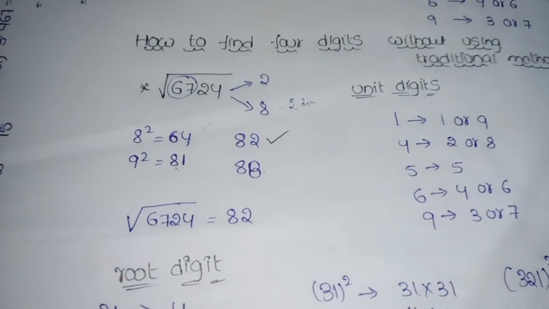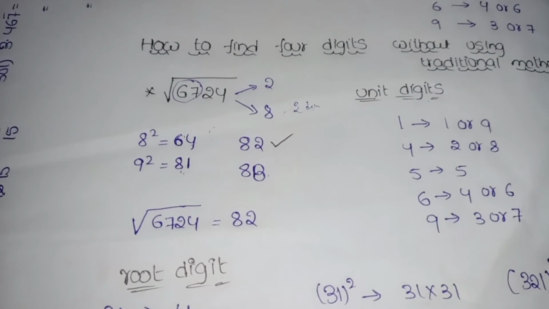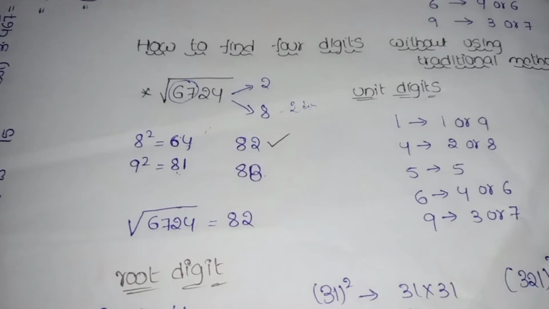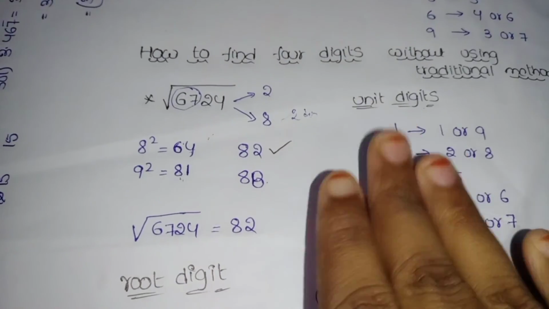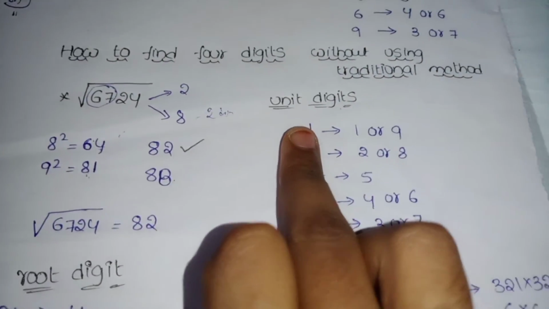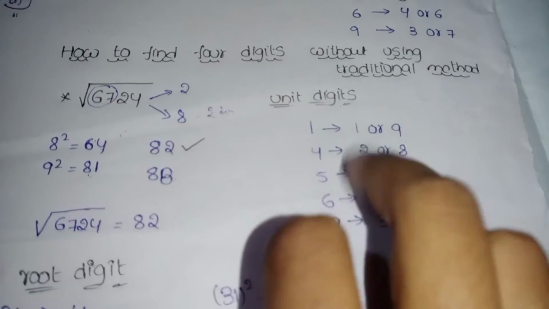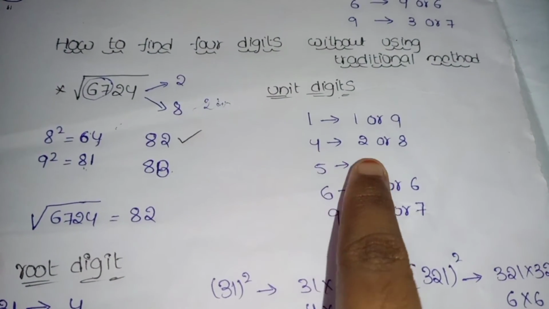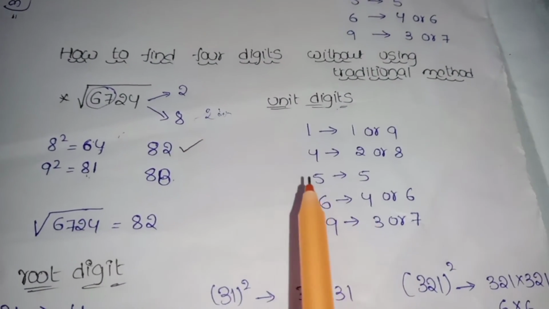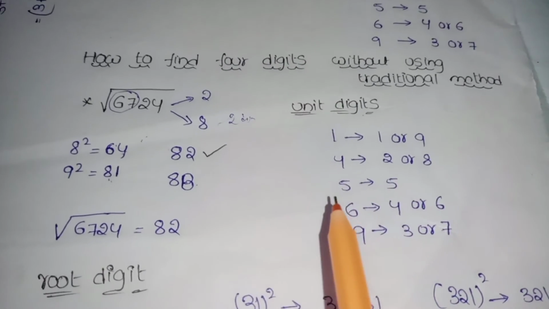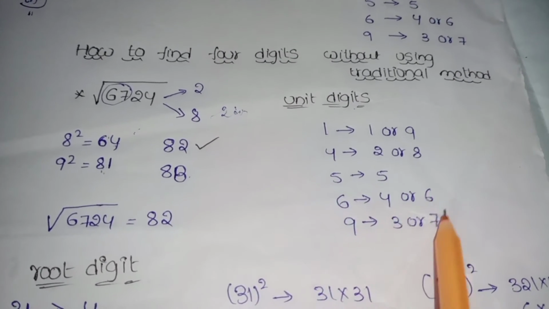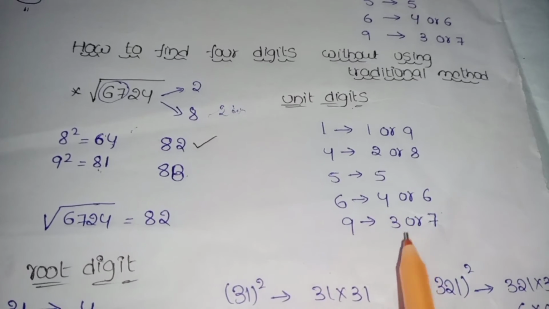We are using a trick to find the square root of 4-digit numbers. First you have to know the unit digit. A number ending in 1 has a square root with unit digit 1 or 9. Ending in 4, the unit digit is 2 or 8. Ending in 5, the unit digit is 5. Ending in 6, the unit digit is 4 or 6. Ending in 9, the unit digit is 3 or 7.